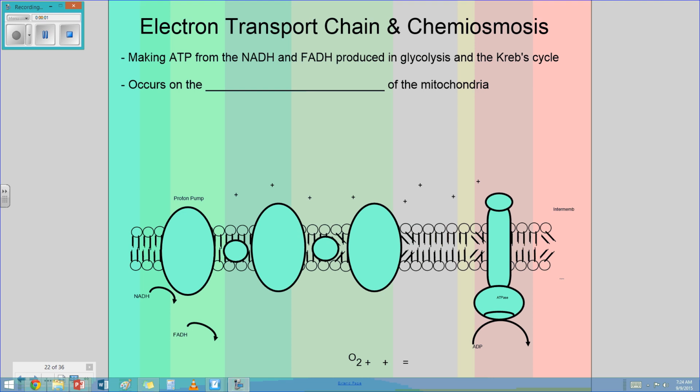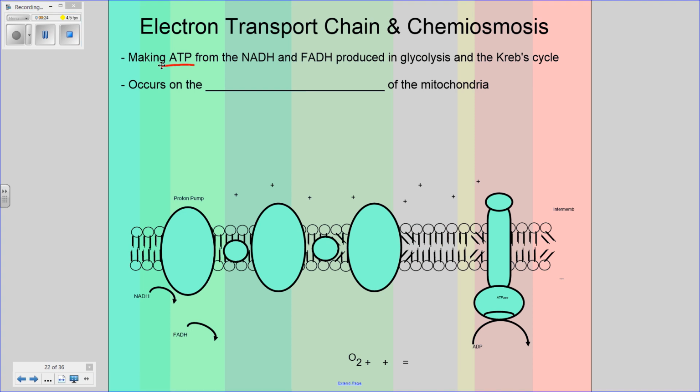The third and final step, the electron transport chain. You might be wondering at this point, okay, Miss Mitchell, where is all the energy? The whole point of this was to break glucose down into energy, and all we've done is make a couple ATPs in glycolysis, a couple ATPs in the Krebs cycle, so that doesn't seem like a lot. Well, you're right. That's what we've been waiting for, this third step, to make most of our ATP.